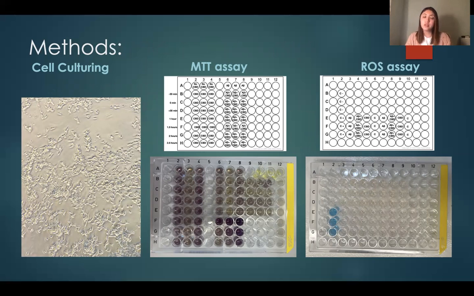We grew our cells on T25 flasks and kept them at 37 degrees Celsius, which is normal body temperature, and 5% CO2, which is used to maintain the pH of the cell culture. Once the cells were at the right confluency, we transferred them onto 96-well plates, and we plated 100,000 cells per well. After we moved the cells into the 96-well plates, we incubated them for 24 hours to allow the cells to stick to the bottom of the plate.